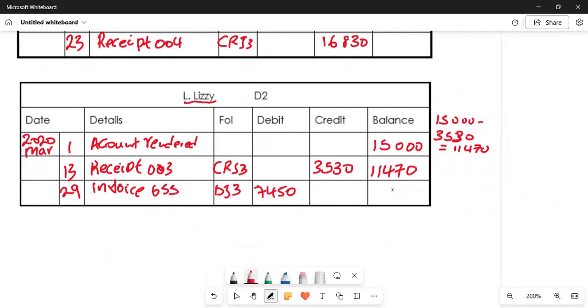So now we have this remaining that we are owed by Lizzie. So we are going to add now 11,470 plus 7,450, so that we get the total amount that we are owed by Lizzie. So we are going to say 11,470 plus now 7,450. Now they will give us what? How much? 18,920.